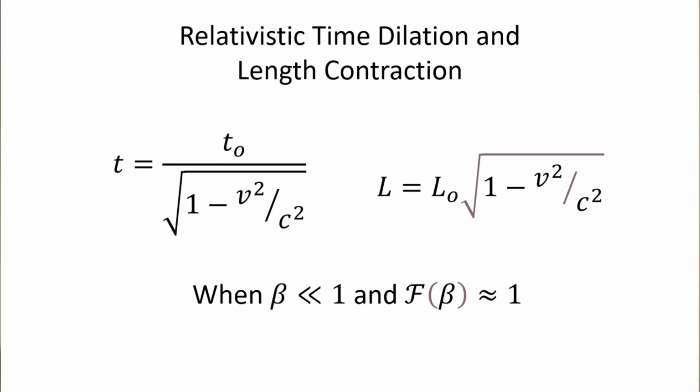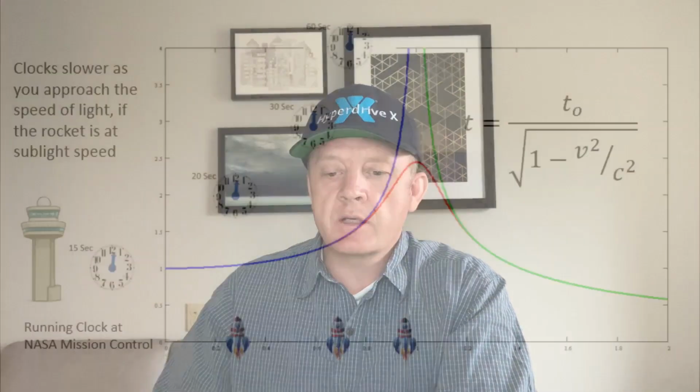Now, length contraction is equal to the initial length, or the initial length of our ruler, times the square root of 1 minus v squared over c squared. And once again, this is when that warp factor beta is much less than 1, and the transition function is approximately equal to 1. Now, to illustrate the time dilation, I have here this animation.